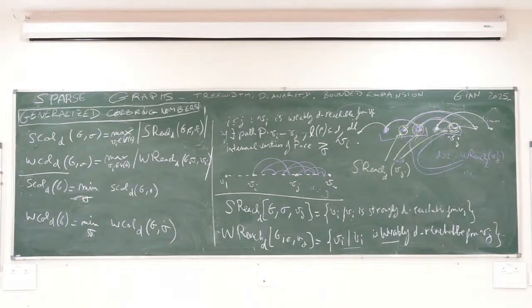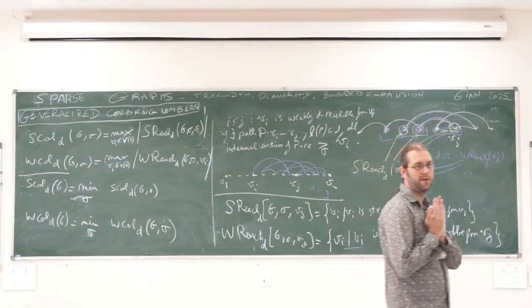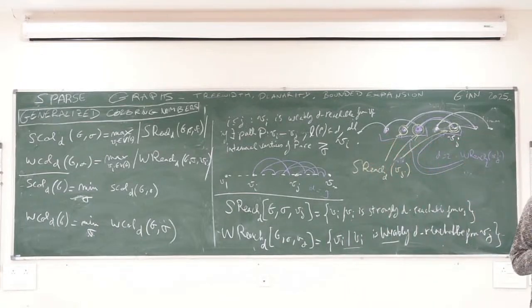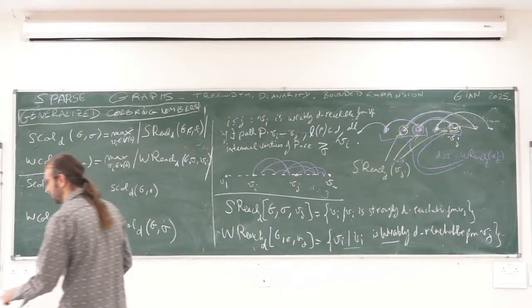So we'll go on maybe for about 5 minutes and then give you a break. Both these parameters are at least the degeneracy, right? In fact, for t equals 1, both of them are equal to the degeneracy plus 1, so the coloring number essentially. I'll give a few easy observations.